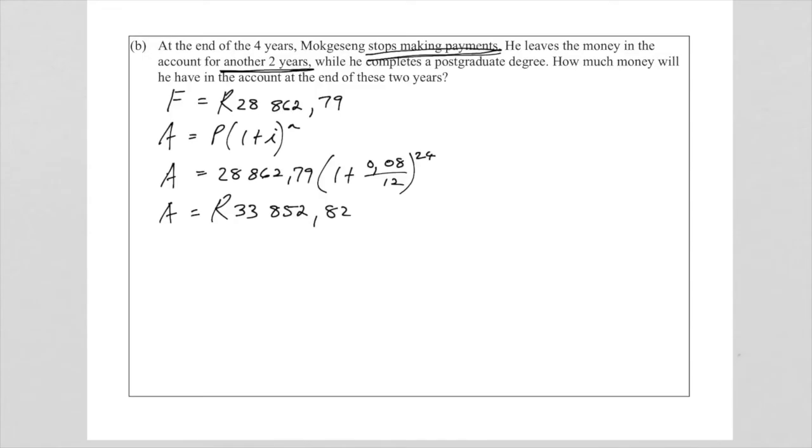Remember, in A, we worked out what he will save over 4 years with monthly payments of 500 Rand. Then he left the money in the account, didn't make any more payments, and that money will grow over the 2 years, and that is 24 months, to an amount of 33,852 Rand 82 cents.